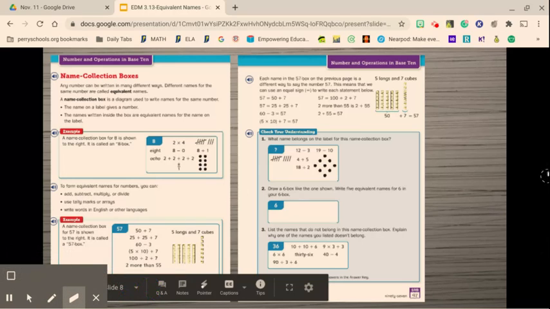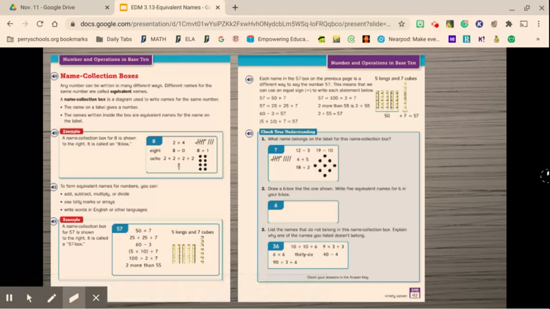So one of the things that I want to look at very briefly, this is in your SRB. This can be found online. If you go to the Everyday Math website, on your first page you have your books, the student resource book or SRB is on the front page. So name collections can name any number written in a bunch of different ways. Different names for the same number are called equivalent names. A name collection box is a diagram that is used to write names for the same number.